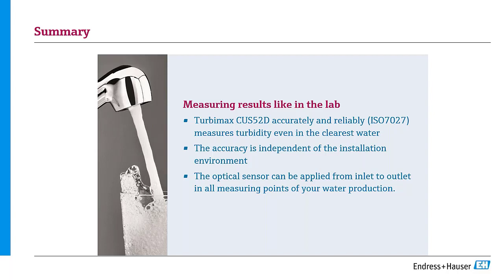So to summarize some of the key things we talked about during this presentation, we talked a little bit about what turbidity is and how we measure it. We talked about the CUS52D Turbimax sensor and its accessories. The sensor is designed to be compliant with the ISO 7027 standard, and we can easily measure turbidity in clear and clean water. Another important point is that the accuracy is independent of the installation environment.